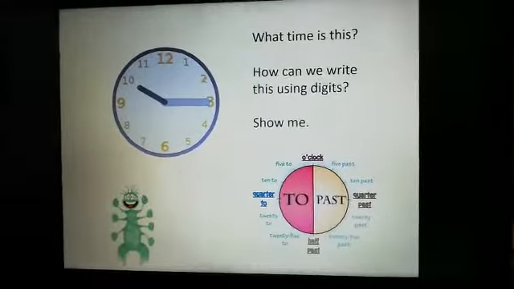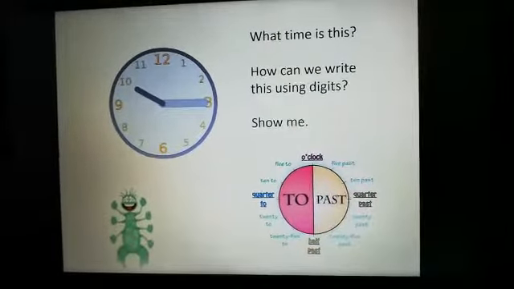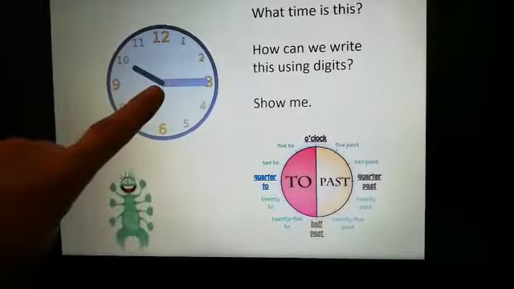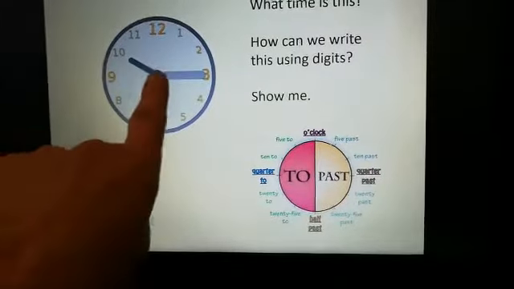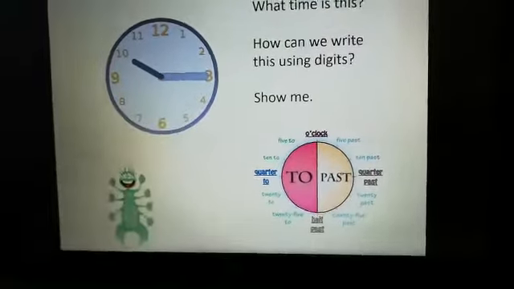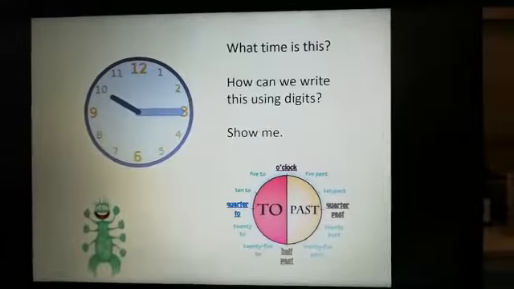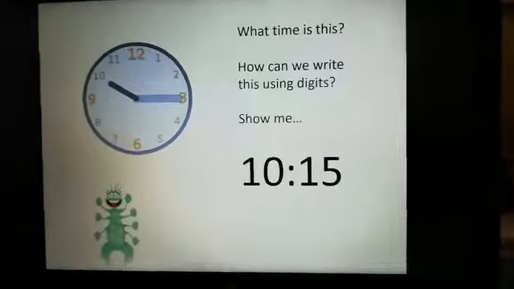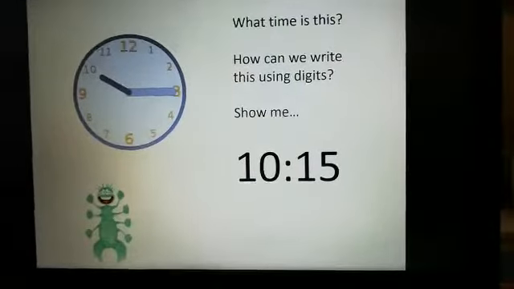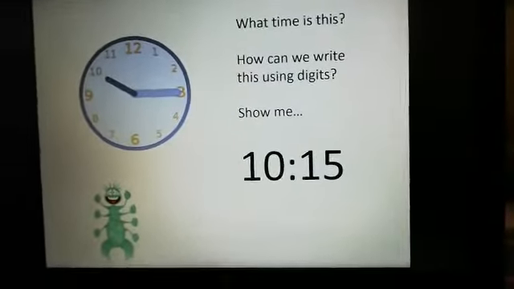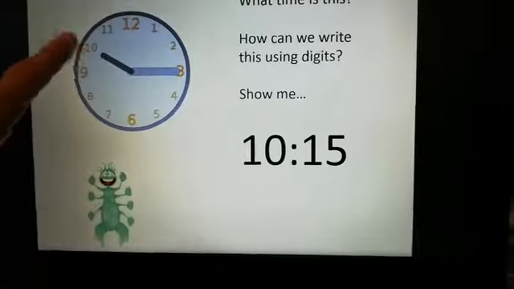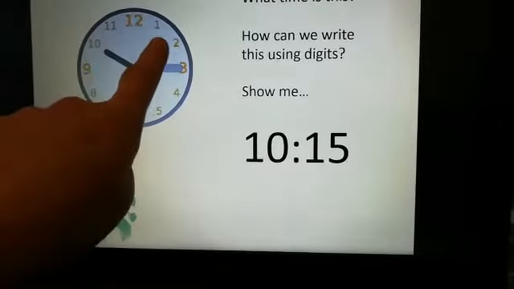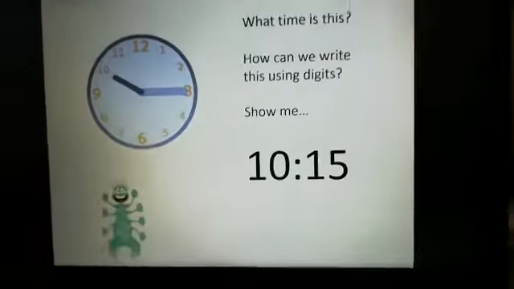What time is this? So look at the hour hand, which is the shorter hand. Look at the minute hand. What time is this? So you should have 10:15 or quarter past 10. The hour hand, the 10, and then the minutes, 5, 10, 15 minutes.